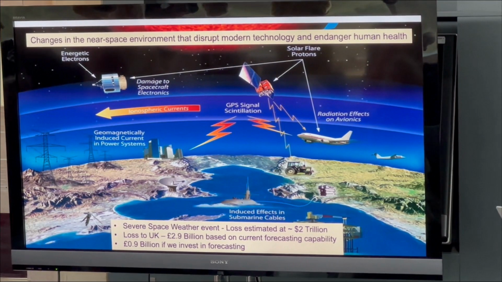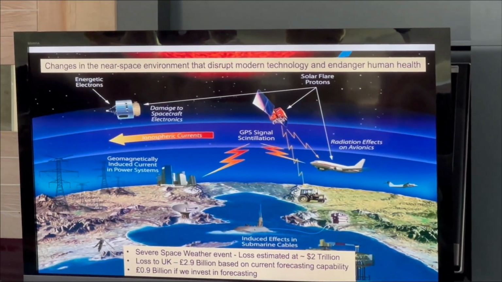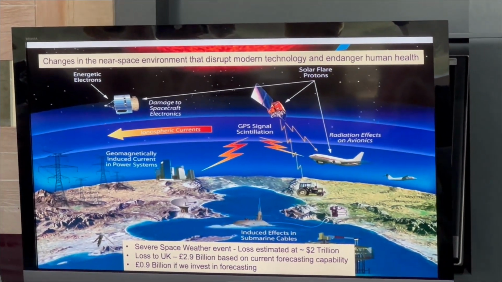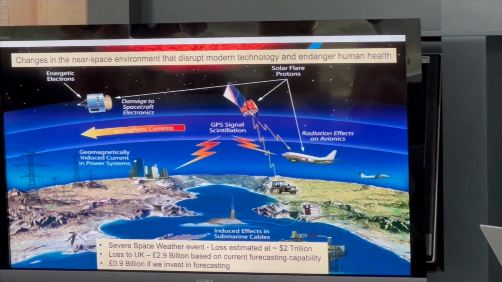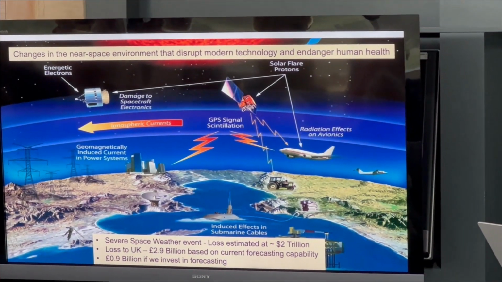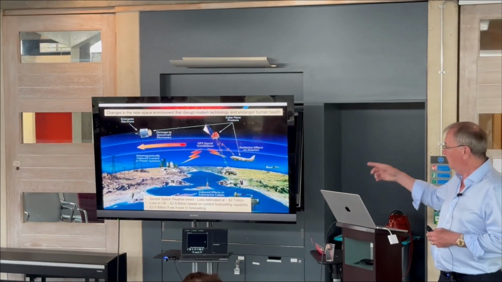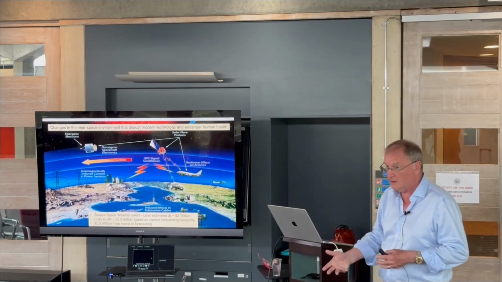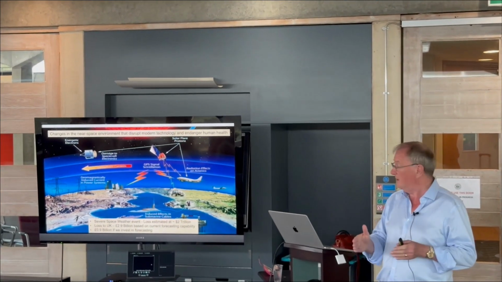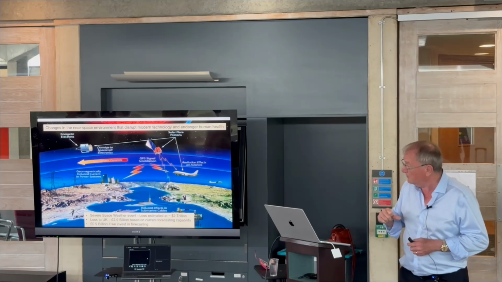There was an important study published a few years ago estimating the losses to the UK if one of these 1 in 100-year events occurred. I think it's something like £2.9 billion it will cost us. And if we invested in more forecasting, better forecasting means you can take better action to mitigate the effects, and you could reduce that impact down to 0.9.